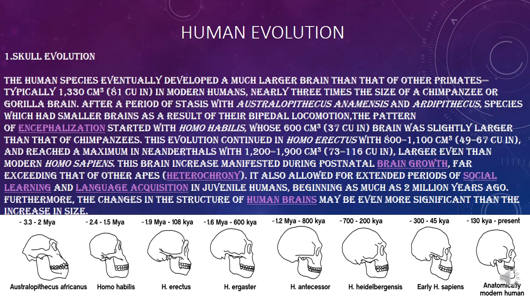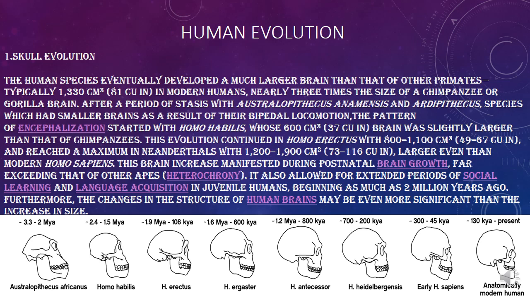After a period of stasis with Australopithecus anamensis and Ardipithecus, species which had smaller brains as a result of their bipedal locomotion, the pattern of encephalization started with Homo habilis, whose 600 cm³ brain was slightly larger than that of chimpanzees. This evolution continued in Homo erectus with 800 to 1,100 cm³, and reached a maximum in Neanderthals with 1,200 to 1,900 cm³, larger even than modern Homo sapiens.